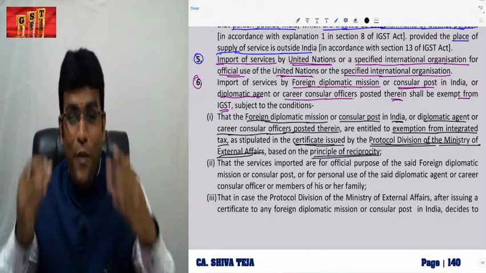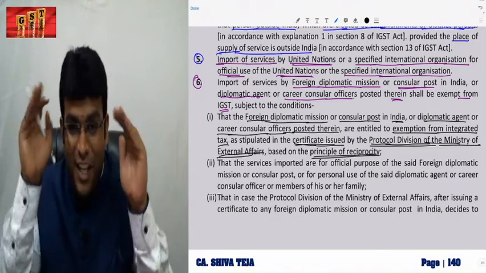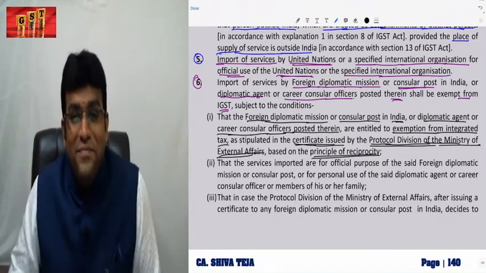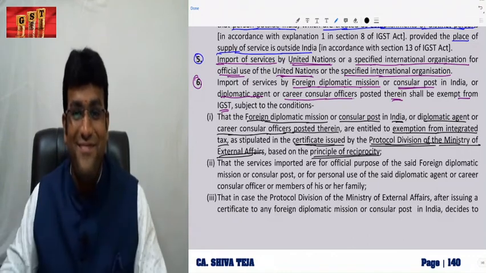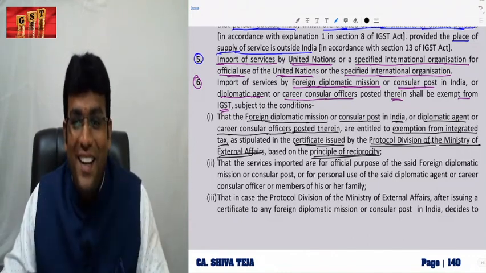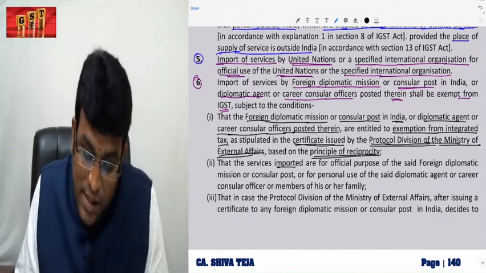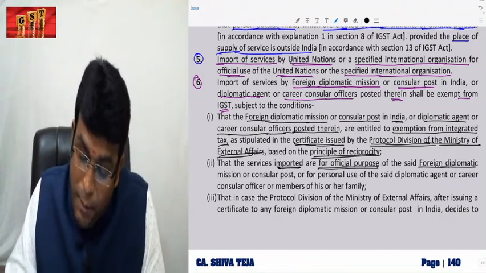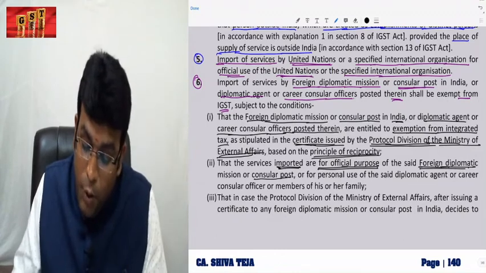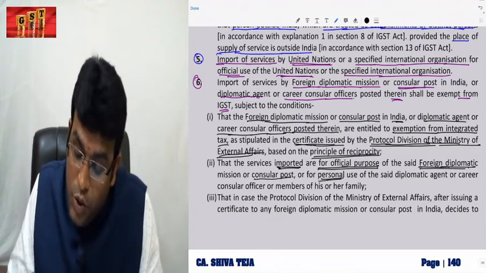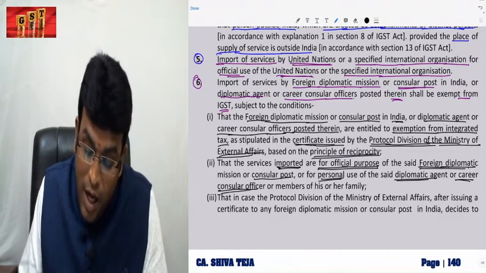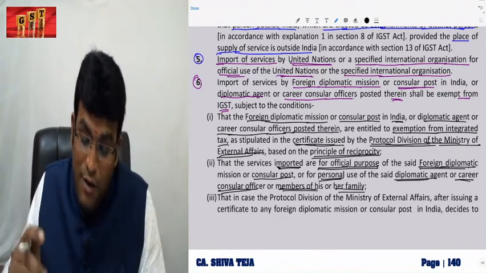Reciprocity, because when our people are working there, they are giving exemption there. So when their people are working here, we will give exemption. Exchange offer. Straight away exchange offer. Then, the services imported are for the official purpose of the said foreign diplomatic mission or consular post, or for personal use of the said diplomatic agent or career consular officer or members of his or her family.